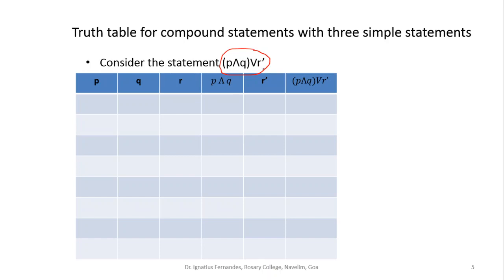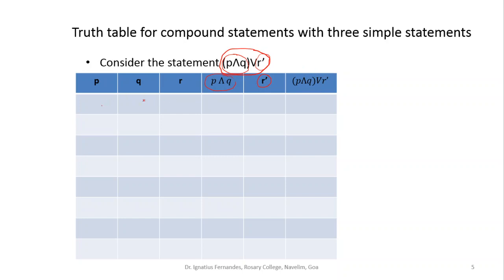So I need P, Q, R. There are three statements, P, Q, R. I need P and Q, so I made a column for P and Q. There is R bar here, so I made a column for R bar. And finally the compound statement that I am looking at.